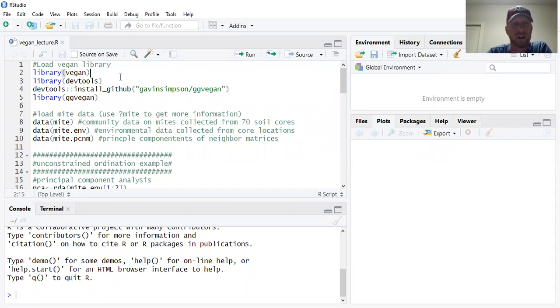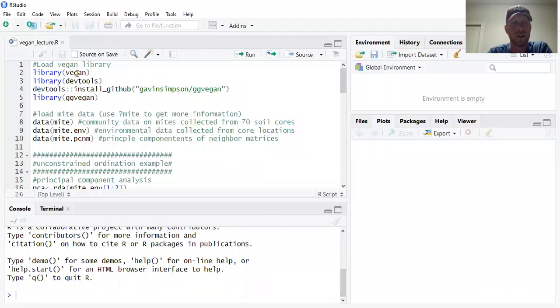I'm just sharing my screen here in RStudio. So we have talked about vegan a bit during this semester, and I just wanted to spend some time on this video showing you some of the main things that you can do with vegan. There's a lot more out there to this package than what I'll be able to cover today. This is, I think, a good introduction.